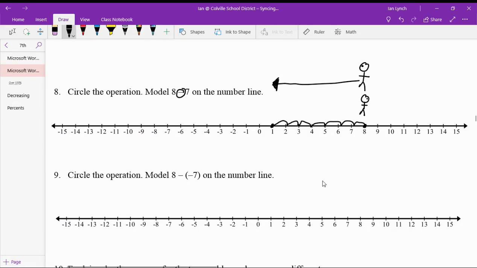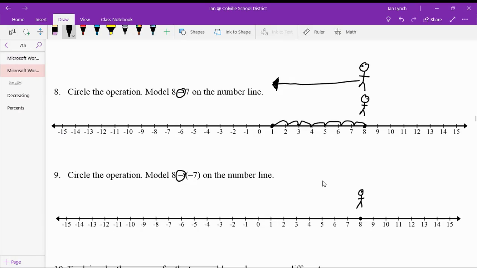That's what 8 minus 7 looks like. Now here, we're given a little bit different of an expression. Now, we have 8 minus negative 7. So what we're going to do is, again, we're going to start out at 8. We're going to face the positive direction because we always face the positive direction. We always want to be positive.